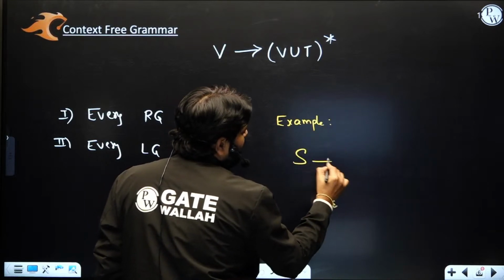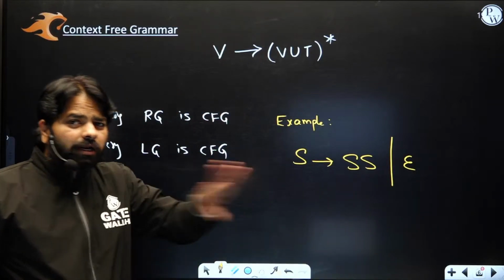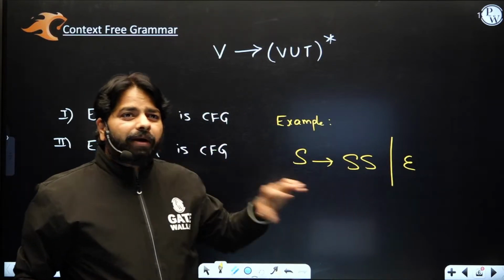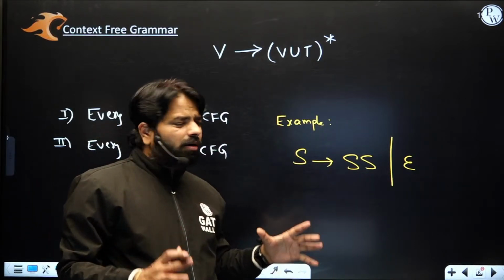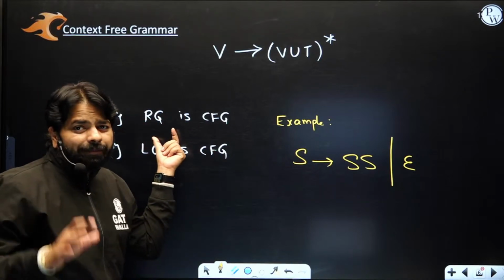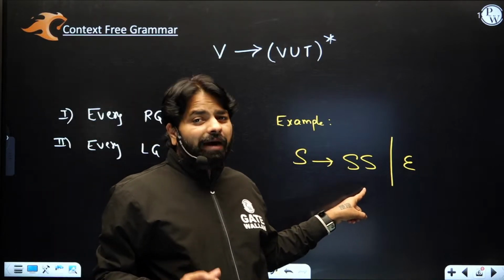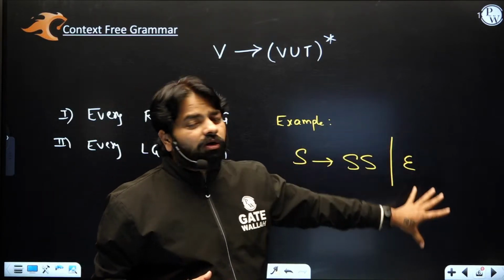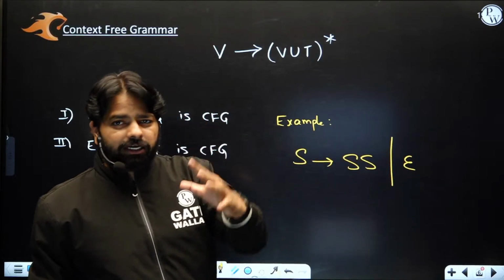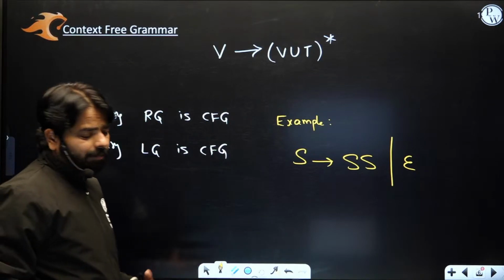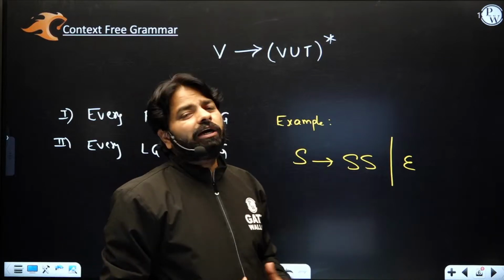Suppose I have a grammar, let's say S derives SS or epsilon. This grammar is not a linear grammar because you have two non-terminals, but this is a context free grammar. You can have anything on the right side, no restriction at all. But if you are talking about regular grammar, it must be LLG or RLG. If you are talking about linear grammar, you should have at most one non-terminal in the RHS. So this is not going to satisfy regular grammar, nor linear grammar, but it is a context free grammar.